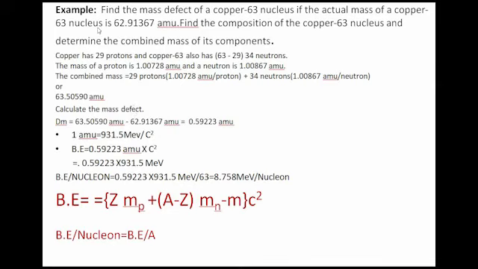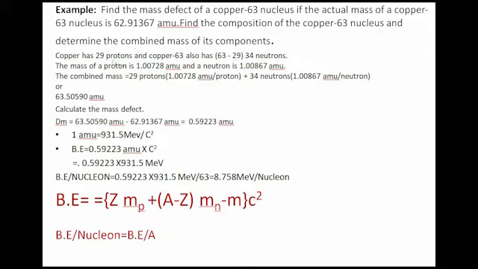Let us examine a problem related to this topic. Find the mass defect of copper 63 nucleus. The actual mass of the copper 63 nucleus is 62.91367 AMU. Find the composition of the copper 63 nucleus and determine the combined mass of its components.